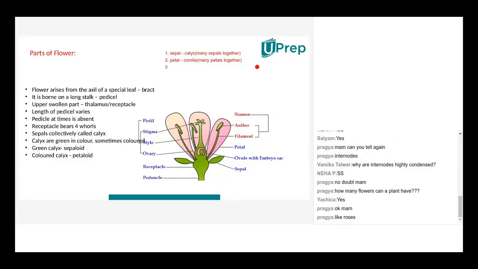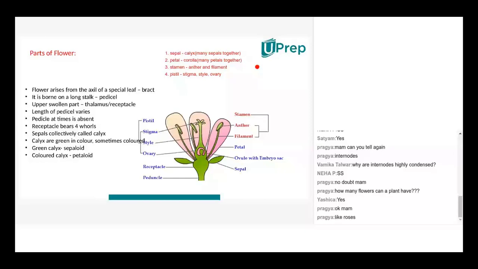The third whorl is the stamen. The stamen has 2 parts. What are the 2 parts? The filament and the anther. Very good. We will discuss it in detail in the coming slides. And the fourth whorl, the innermost portion, is known as the pistil. The pistil has 3 parts. They are the stigma, style, and ovary. So are we clear with the 4 whorls of a flower?